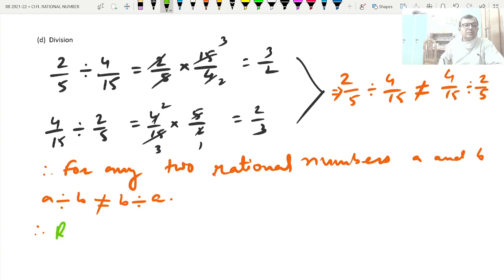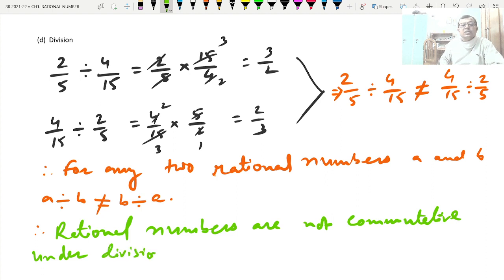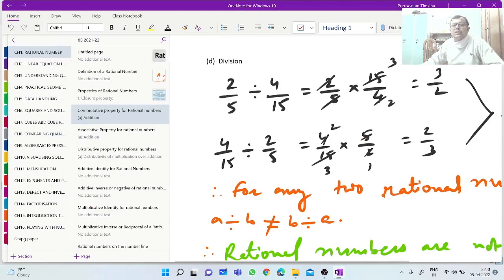Therefore, rational numbers are not commutative under division. Alright, rational numbers are not commutative under division.